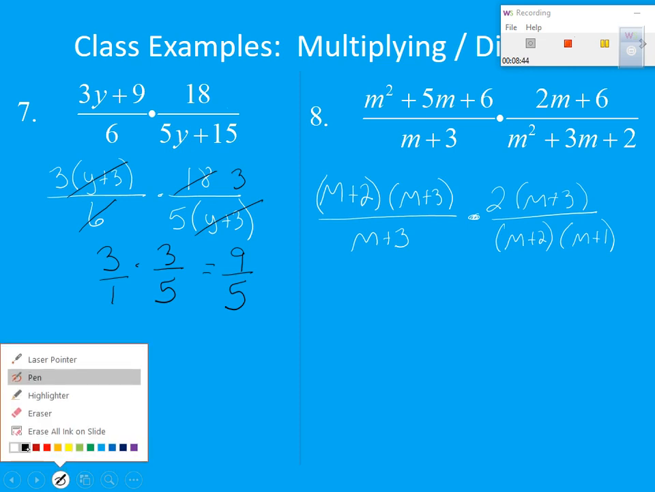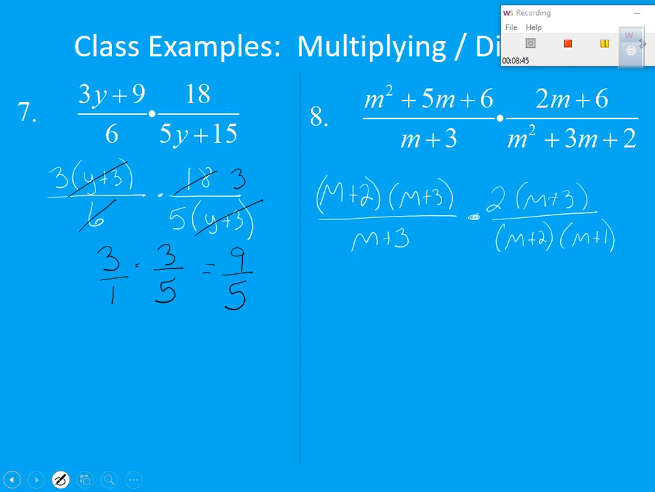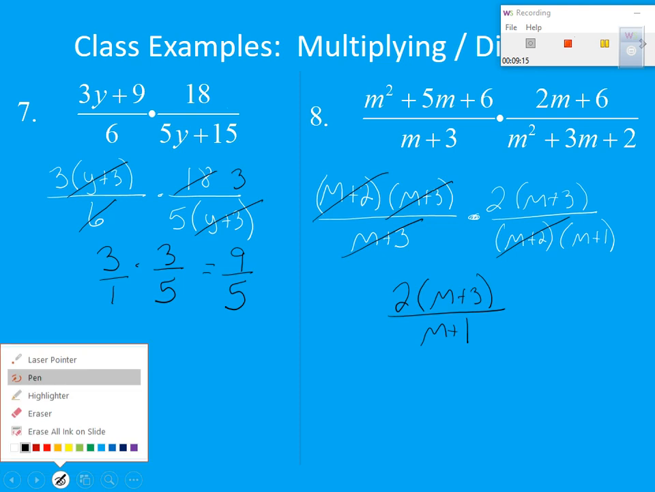Now you can divide out what you'd like. I'm going to get rid of this m plus 3. With either one of these, it doesn't matter which one, but only one. I'm going to get rid of that m plus 2. So then I'm going to be left with a 2 and an m plus 3 over m plus 1. You could distribute that 2 if you want, but you really don't need to. That's a fine answer right there.